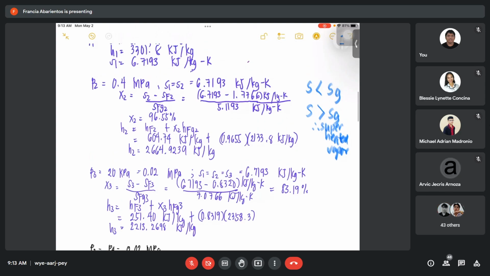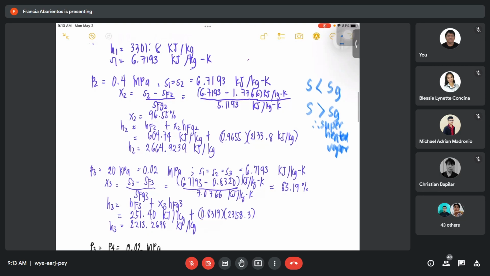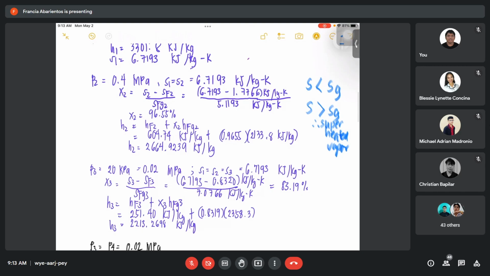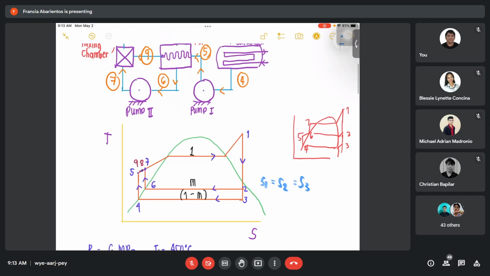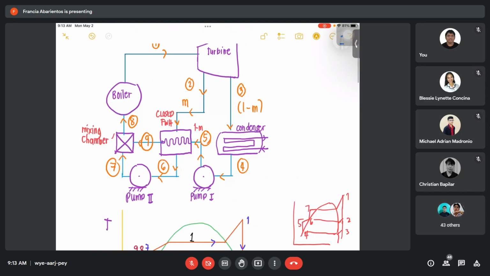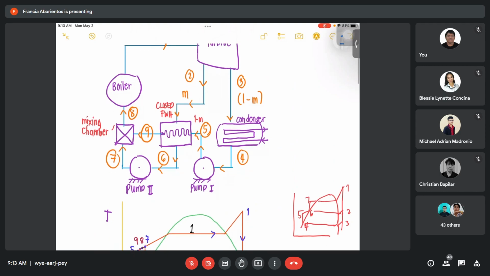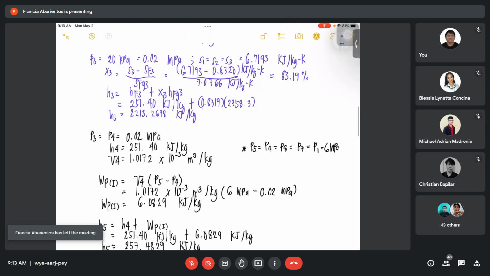So, hanapin mo yung quality at point 3. We can now find the enthalpy at point 3, which is now equal to 2,213.26 kilojoule per kilogram. So, check na yung point 1, point 2 natin, point 3. Now, we move on now to the pressure or the work of the pump using the approximation. Okay?